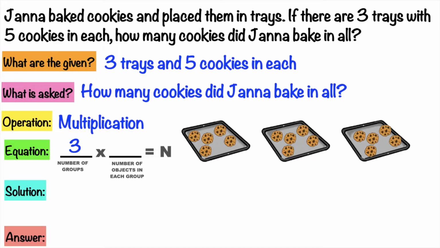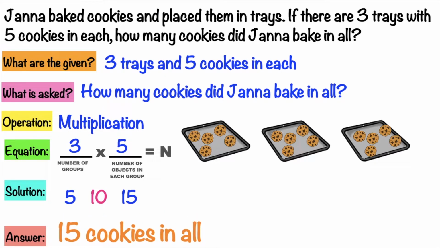How about the number of objects in each group? How many cookies do we have in each tray? That's correct, children. We have 5 cookies in each tray. So the multiplication equation is 3 times 5 is equals to n. Again, for the solution, you can write any solution as long as you will get the correct product. So here, let's count by 5 until we reach the third multiple. 5, 10, 15. So the final answer is 15 cookies in all.